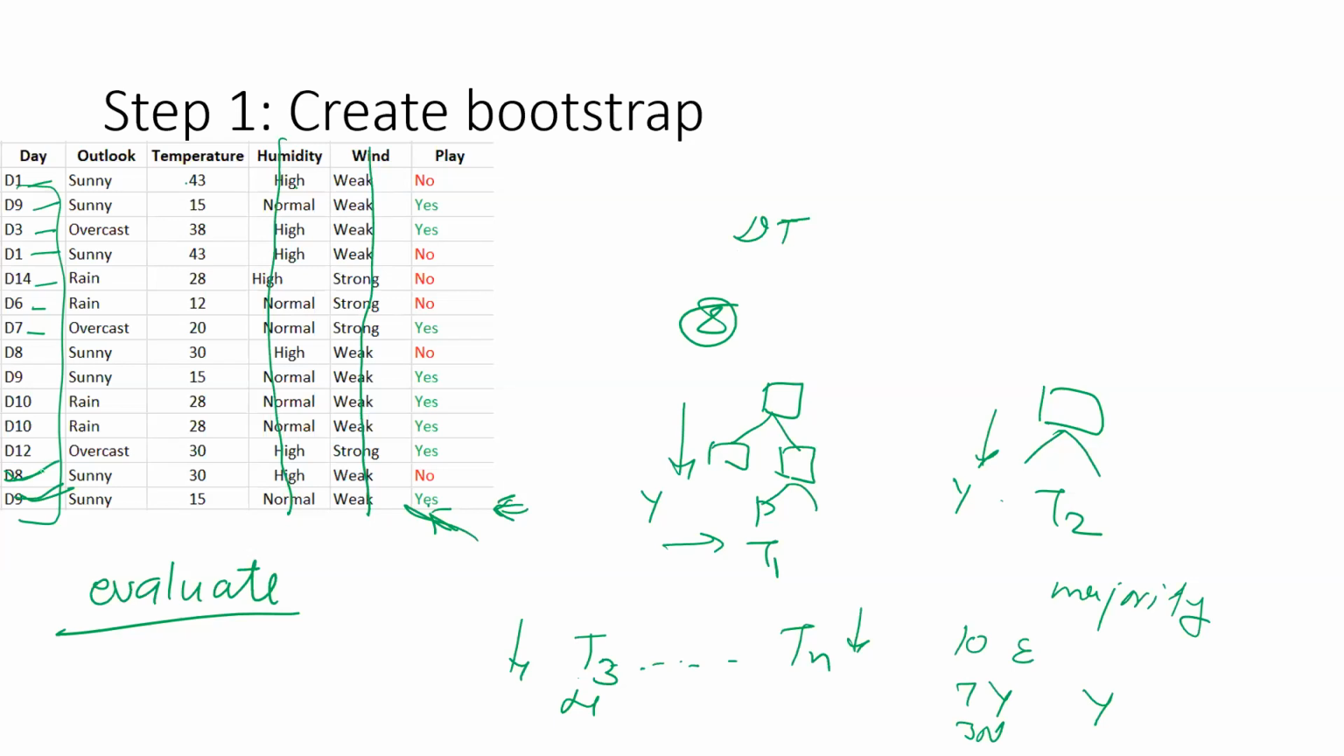So for evaluating, you use the out-of-bag data set. Remember what was the out-of-bag data set? In bootstrap, generally one-third of the data set remains unselected. So that data set is generally used for testing or evaluating your model.